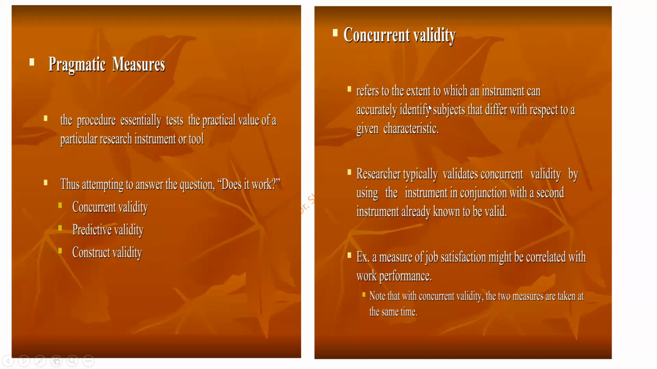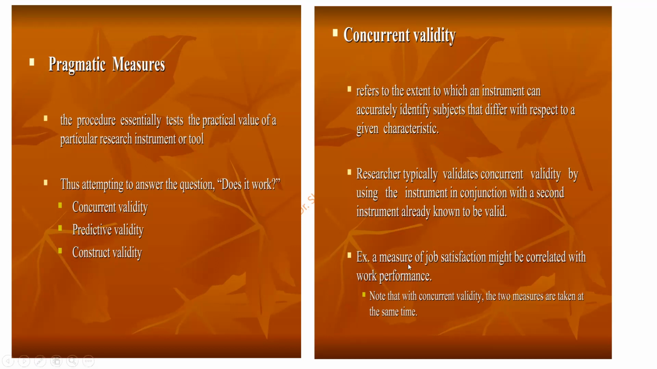Concurrent validity refers to the extent to which the instrument can accurately identify the subjects that differ with respect to given characteristics. So it should accurately identify the subject, and at the same time it must be able to differentiate between the characteristics too. Researchers typically validate concurrent validity by using the instrument in conjunction with a second instrument. So there should be the addition of one more instrument, right? Two instruments in conjunction can be used here to validate the data.